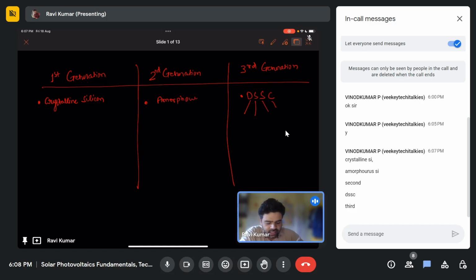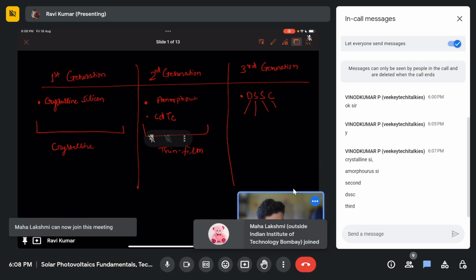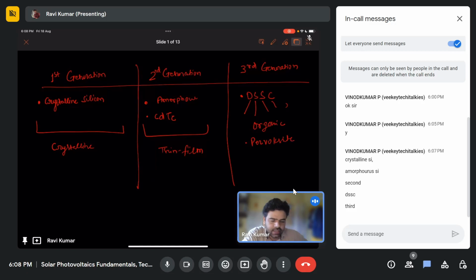So in general we can say these are the crystalline. These are thin film. We have cadmium telluride as well. And in the third we have DSSC and organic, perovskite, etc. So today we are going to study about this DSSC, and we will do some questions based on this dye sensitized solar cell.